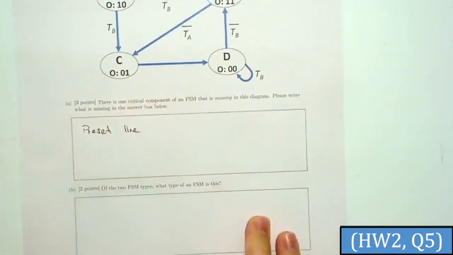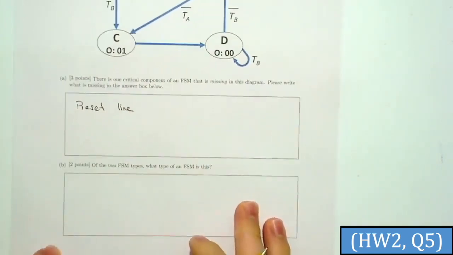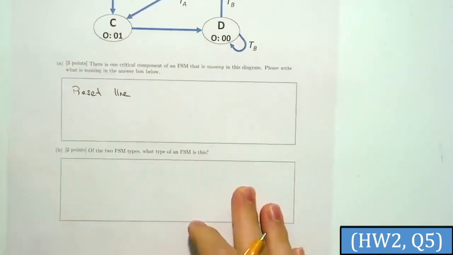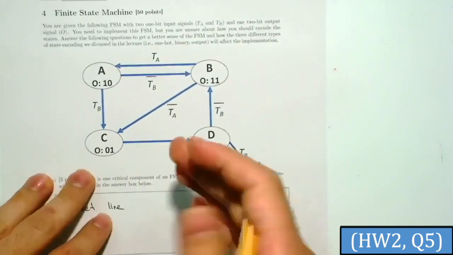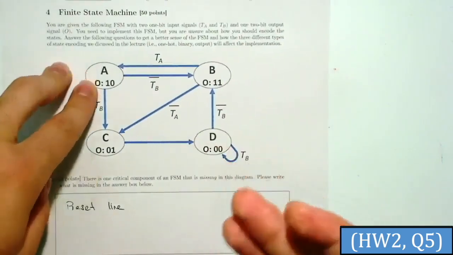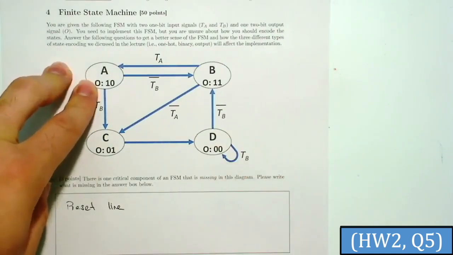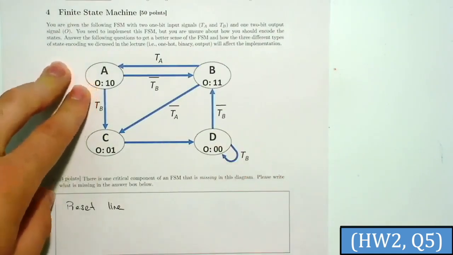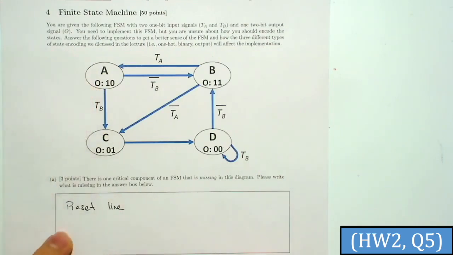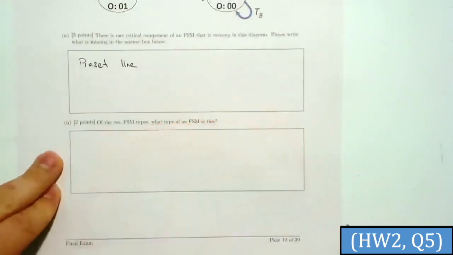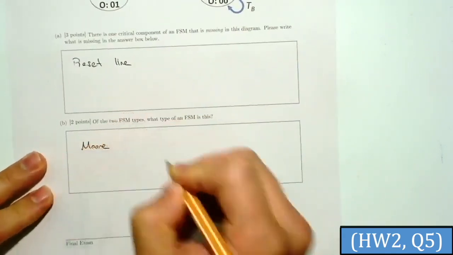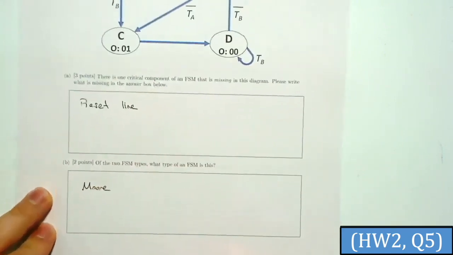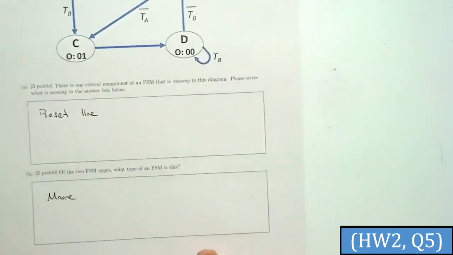For this FSM. For the second question, it says, of the two FSM types, which are Moore and Mealy, what type of FSM is this? If you look at that representation, you'll see that the output only depends on the state, but doesn't depend on the input, right? So this means that this is a Moore representation. If the output only depends on the state, then this is Moore's. All right, so far so good, I guess. These are the relatively easier ones.